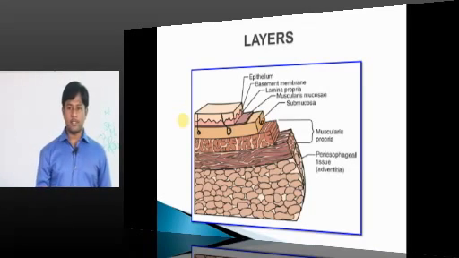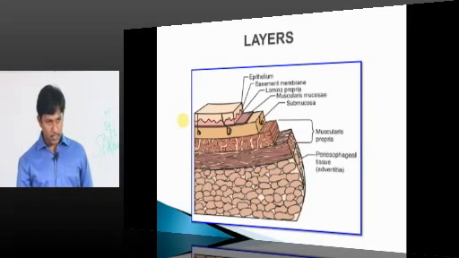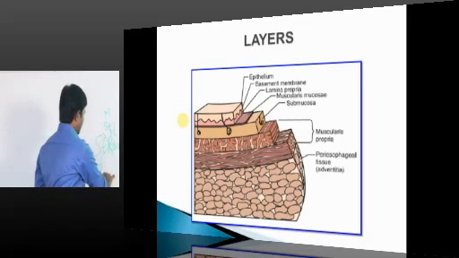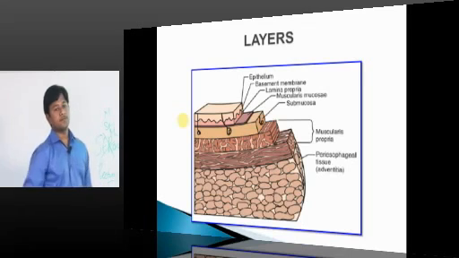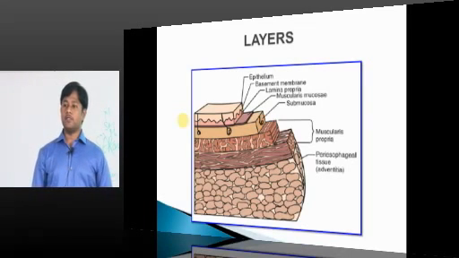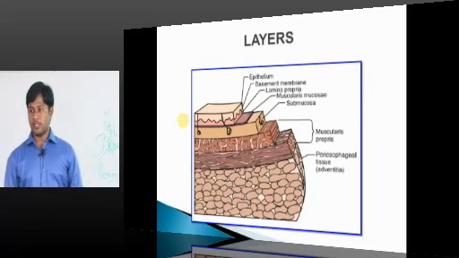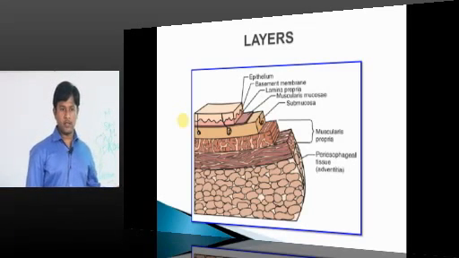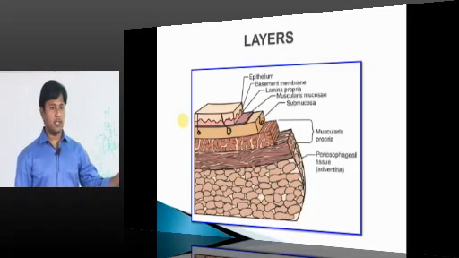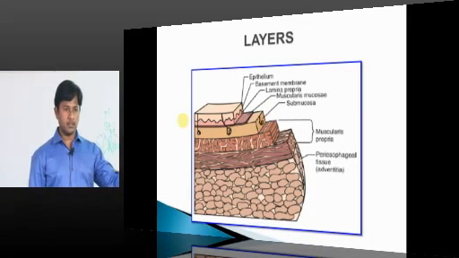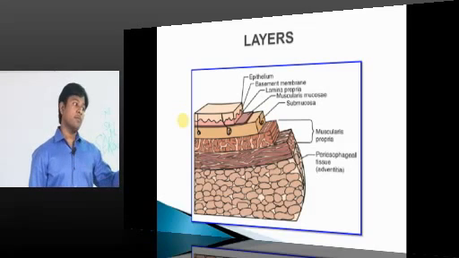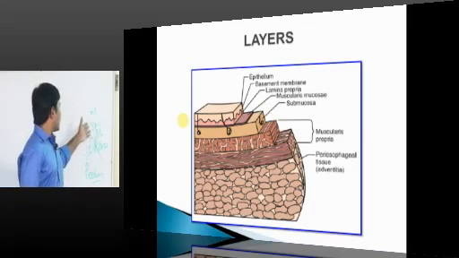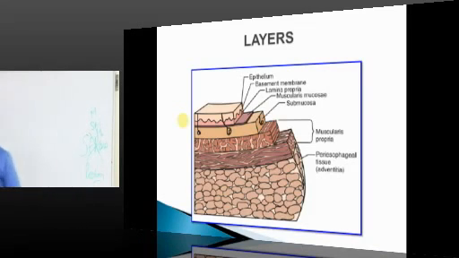Serosa is typically absent in esophagus and also in rectum. Remember, again a very important MCQ, serosa is typically absent in esophagus and rectum. Again in the mucosa you have 4 layers: epithelial layer, basement membrane, lamina propria and muscularis mucosa. The muscles in the mucosa are called muscularis mucosa, and then submucosa, muscularis propria.